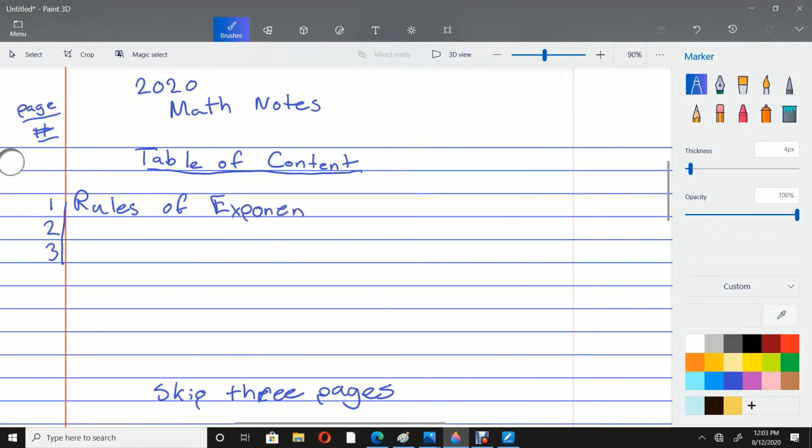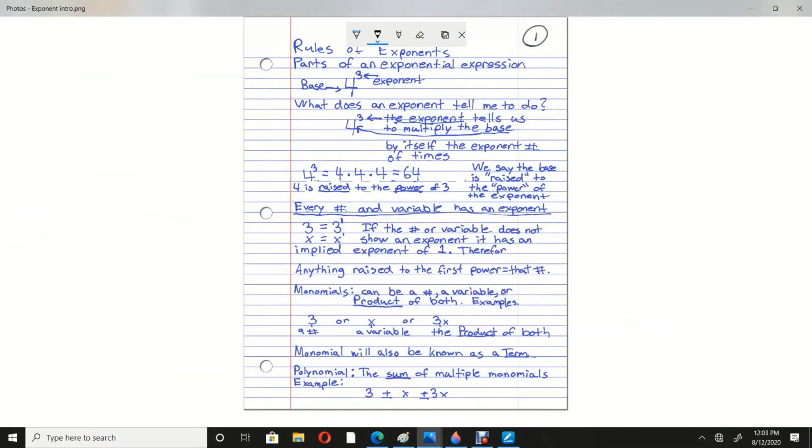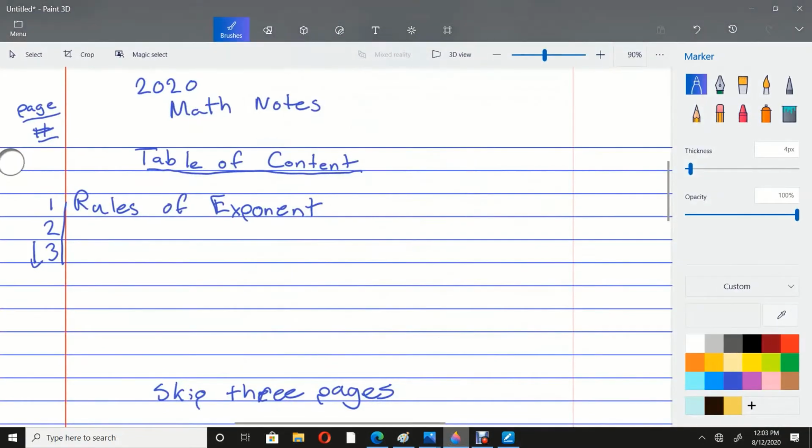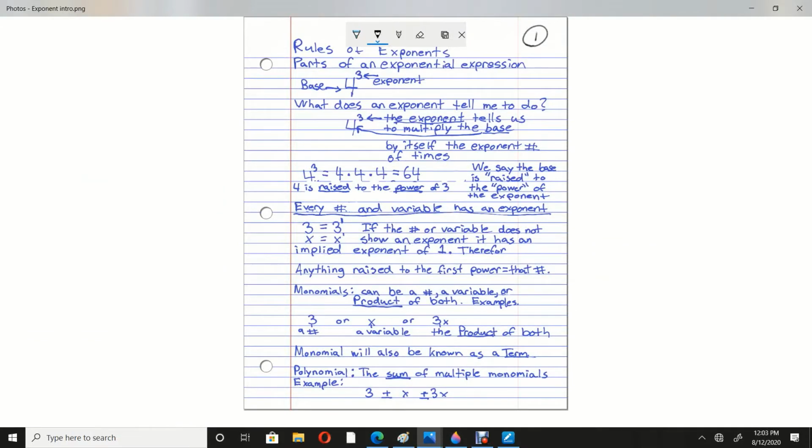Now, as I mentioned before, no one has the same handwriting, so pages 2 and onward will likely be different. Some of you will have smaller handwriting and be able to fit more on a page. Some of you have bigger handwriting and won't be able to fit so much on a page. From here, it will vary a little bit page to page, but everybody's going to start with this first page. So your first page in your table of content, page 1, rules of exponents. Now, let me give you a breakdown of what's going on with all of these notes right here.